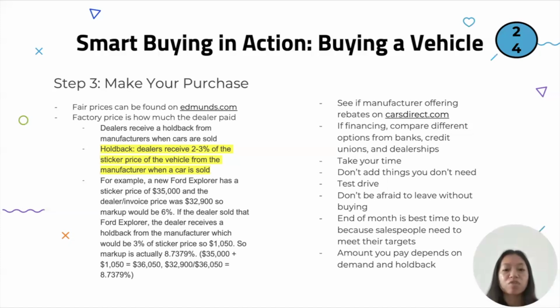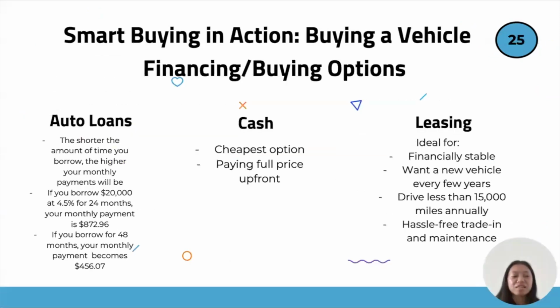See if a manufacturer is offering rebates on carsdirect.com. If you're financing, compare different options from banks, credit unions, and dealerships. Take your time. Don't add things you don't need. Test drive. Don't be afraid to leave without buying. At the end of the month is the best time to buy because salespeople need to reach their targets. The amount you pay depends on demand and holdback. Consider different financing and buying options.